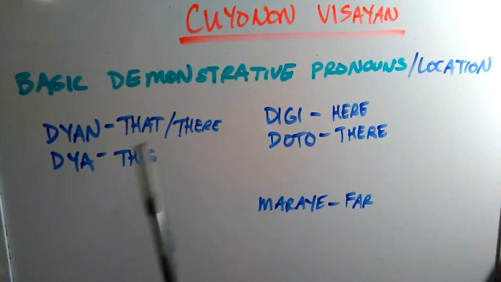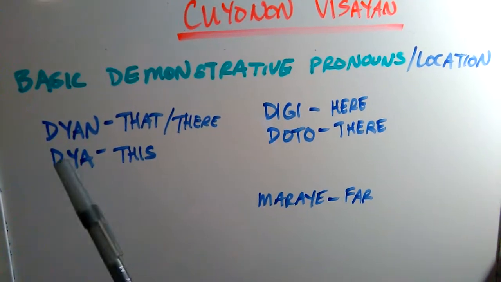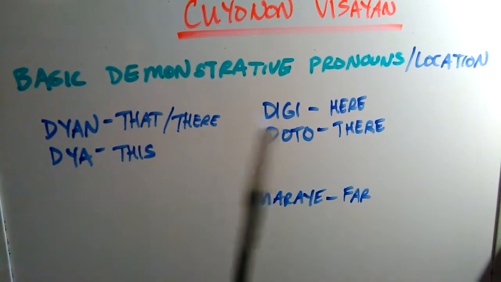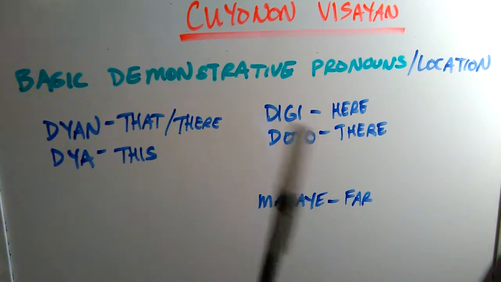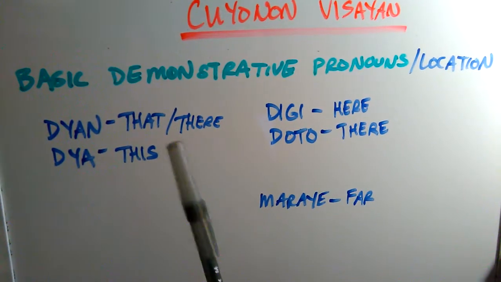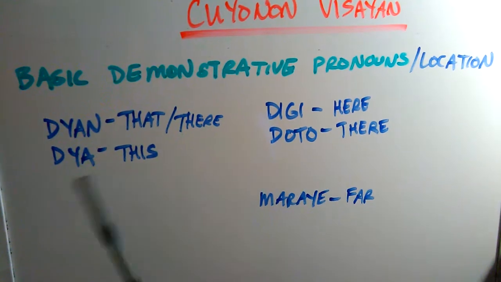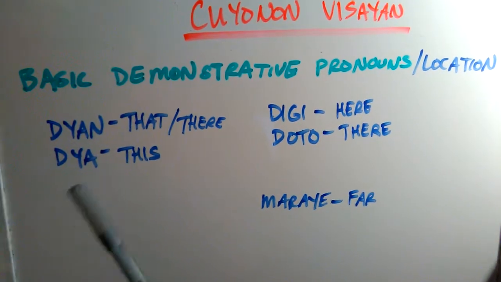Anyway, our demonstrative pronouns, right? And we're not again gonna look at the case that it's in, but we have dian and dia, right? That and this, right? Dian means something that is far away from the speaker, possibly closer to the listener or far away from the listener. And then we have dia, which is this, which is close to the speaker, right?